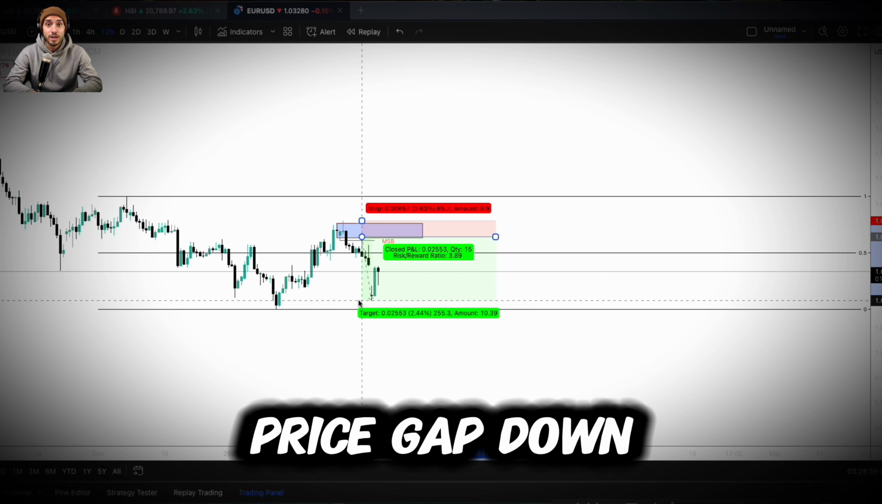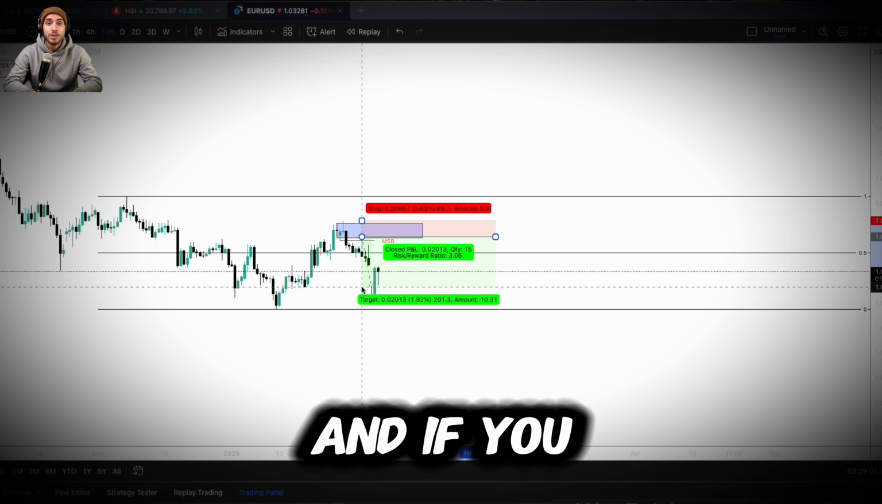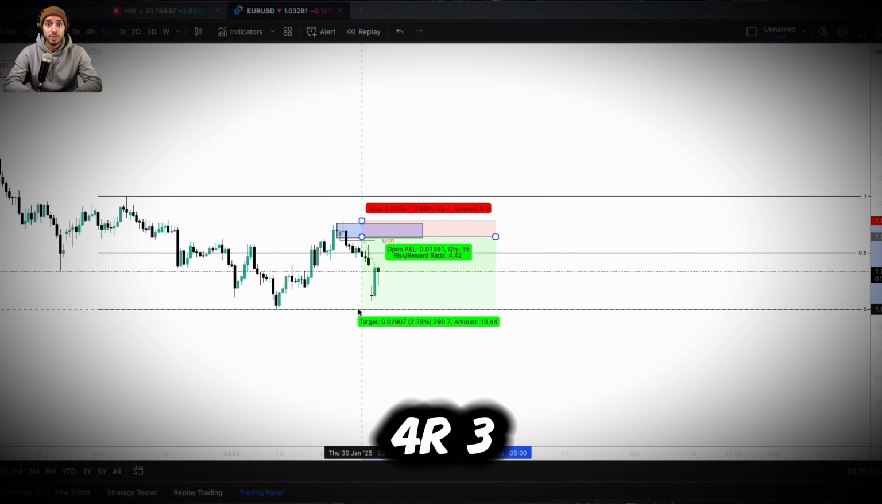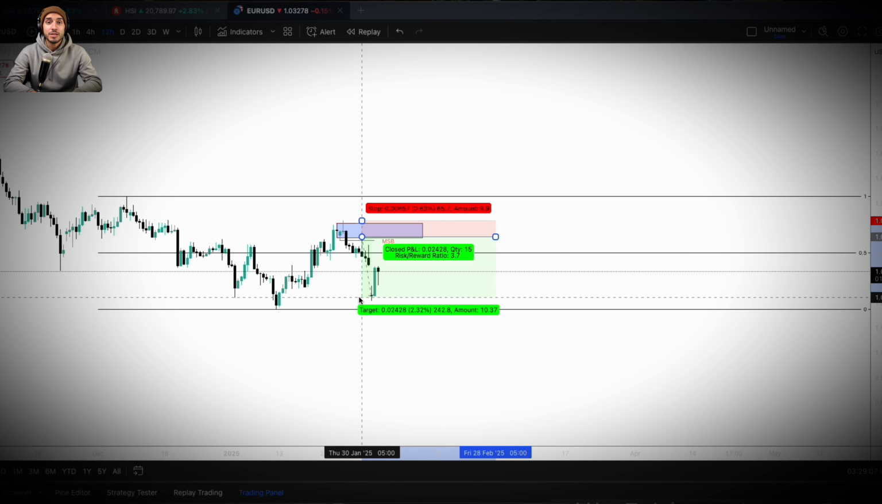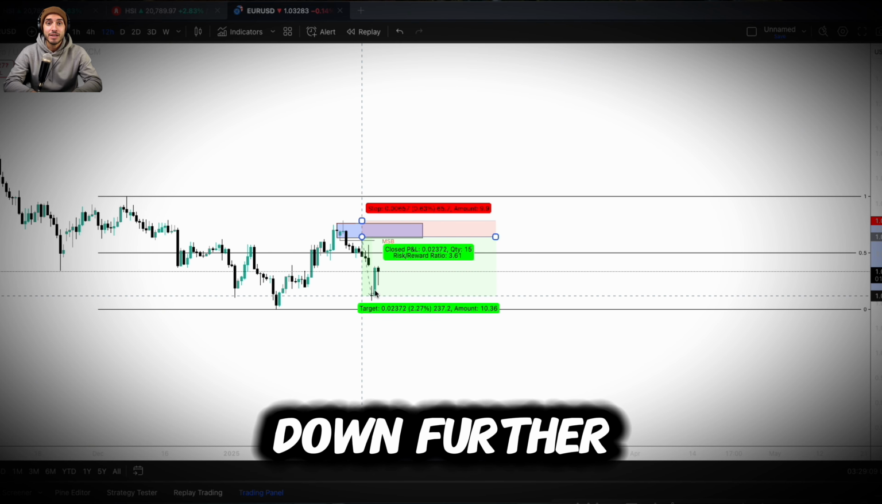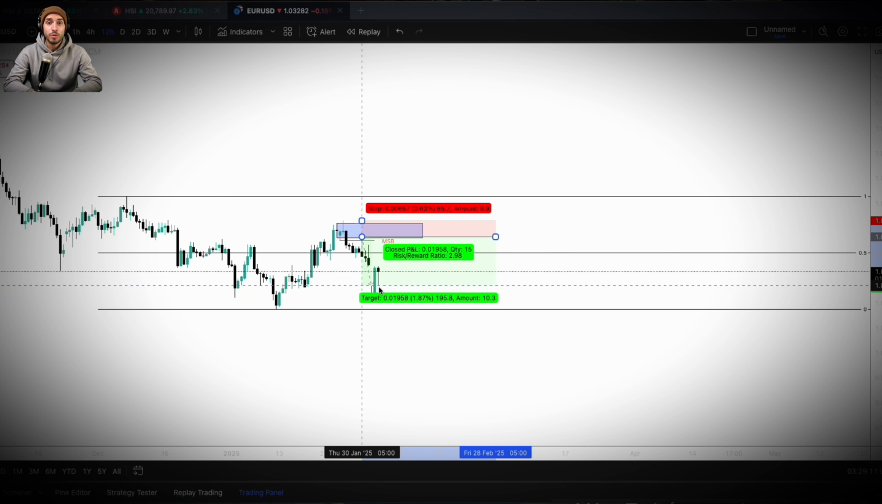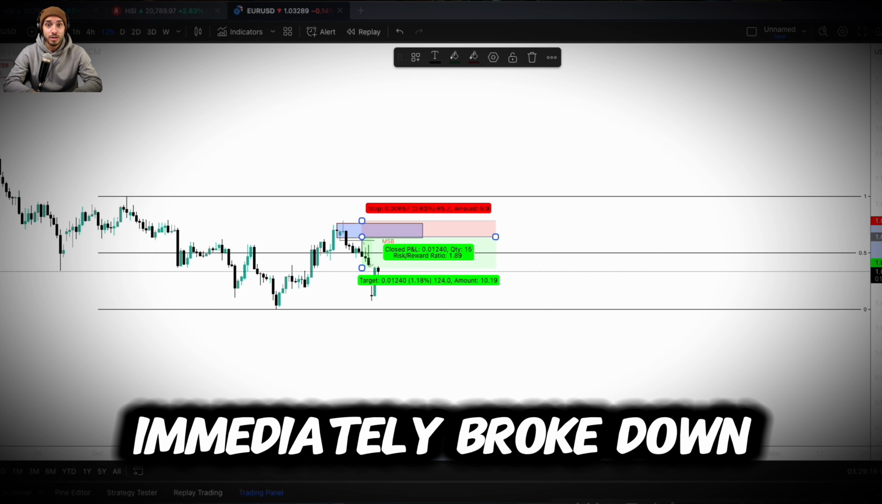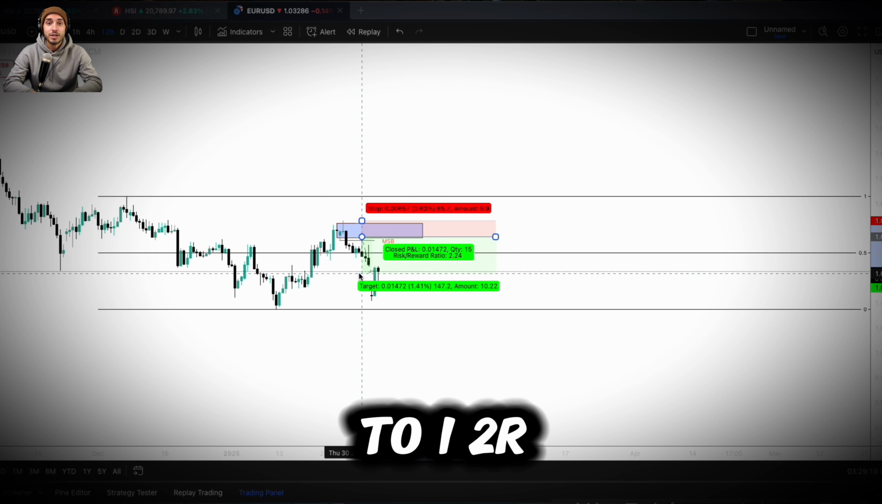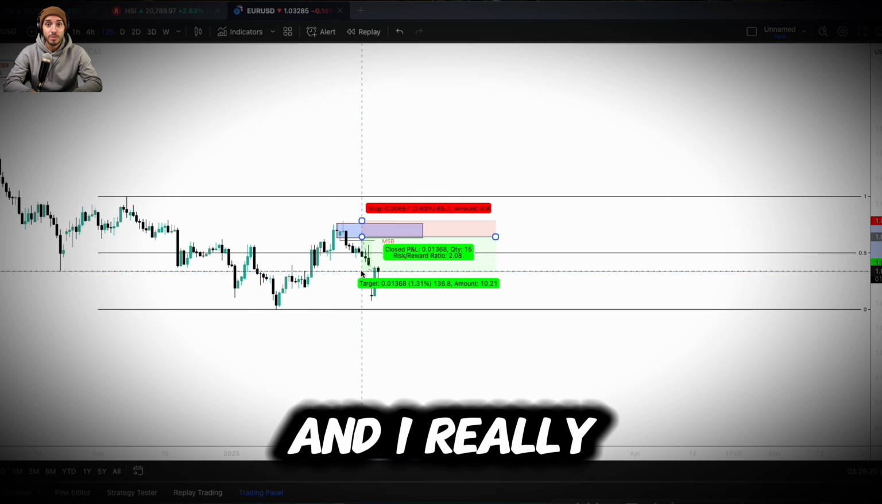In this case, price gapped down like crazy on the opening, and if you would target all the way back down, this would be 4R. 3.6R currently was the furthest where it went, and I'm pretty confident it will go down further, but I'm happy with my 2R, and that's where I target it. Price had zero drawdown, immediately broke down, hit my 2-to-1, 2R, which is 1,000 euro for me, and I really like it.